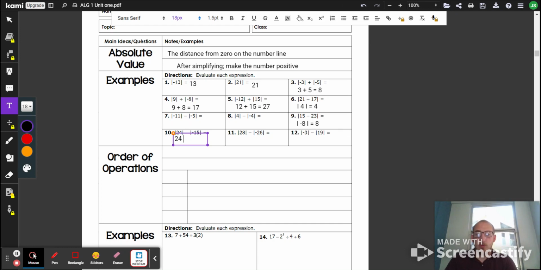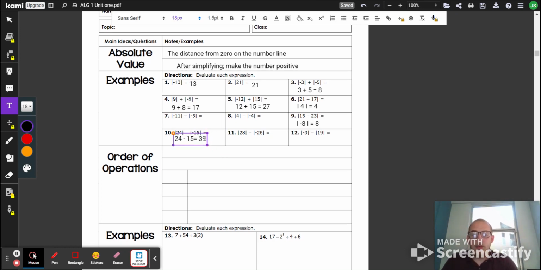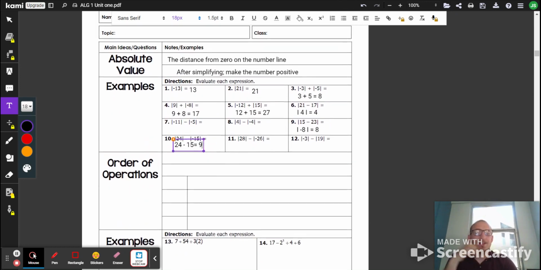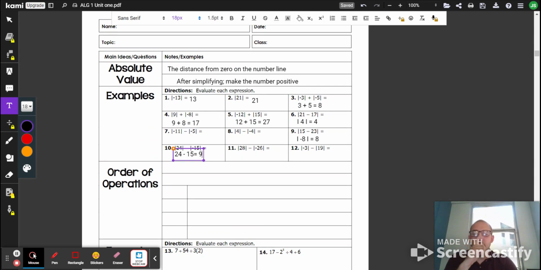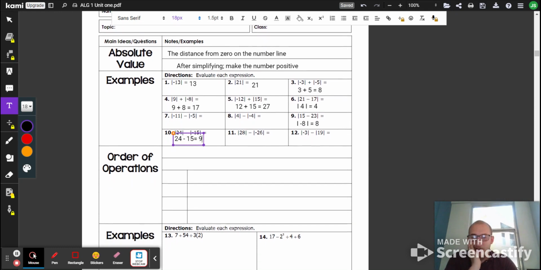And then I'll do this last one. I think I did that right. Oh, minus. I apologize. That's 9. Cool. So that's absolute values. Absolute value is just another definition type of thing that you have to figure out how to do.